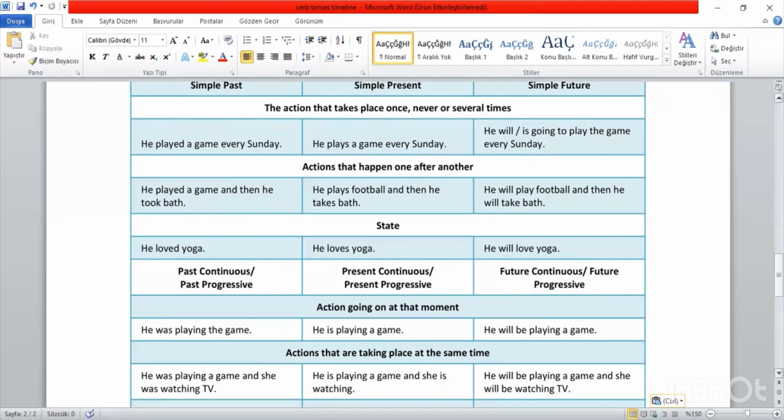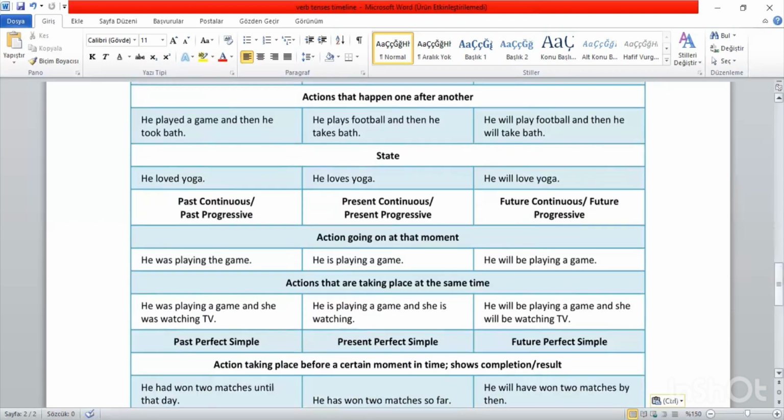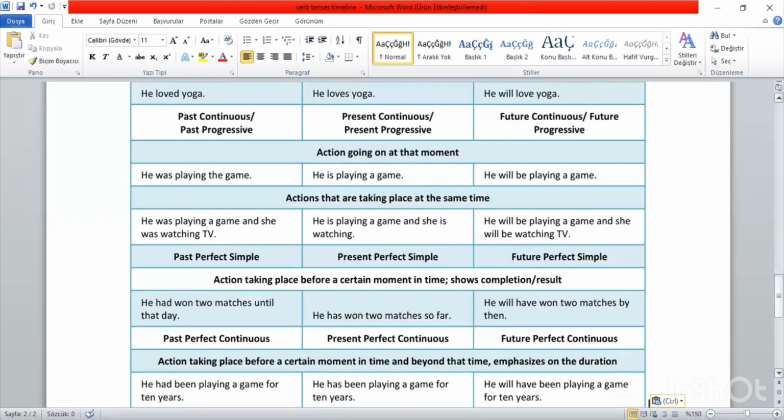And we have here the past continuous tense. We can also say past progressive. We have present continuous. We can also say present progressive. We have future continuous. We can also say future progressive. So we use these tenses to talk about ongoing actions, as I told you, maybe in the past, maybe at the moment, maybe in the future, but they are ongoing actions, okay? For example, past continuous, he was playing the game. I can also say he was playing the game when I entered the room.